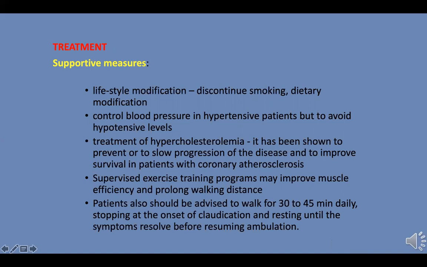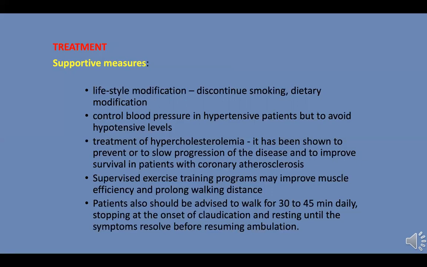The following measures are very important since controlling all the medical conditions may help resolve the pain or symptoms and also control the progression of the peripheral arterial disease. Patients should have lifestyle modification, especially discontinuing smoking and a good dietary control. Control blood pressure in hypertensive patients but avoid hypotensive levels.